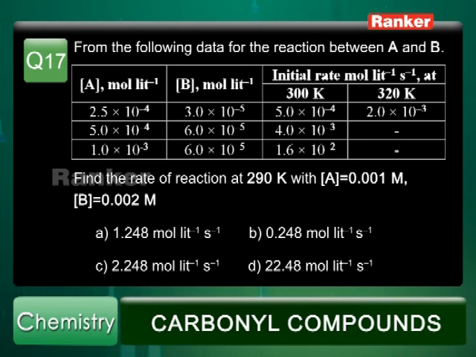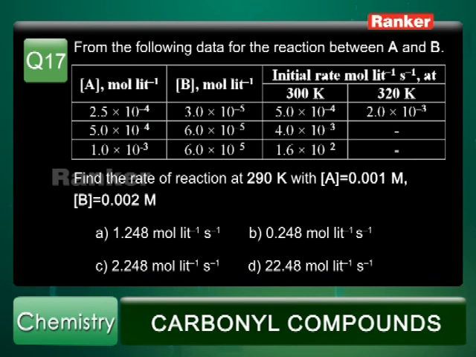You observe the second and third data. It's given that the concentration of A is doubled by keeping the concentration of B constant, then the rate is increased by 4 folds. That means clearly it is indicating that the order with respect to A is 2. Or else you substitute in the given data.